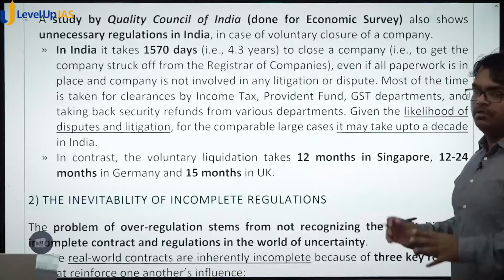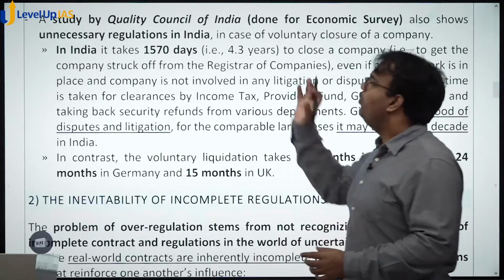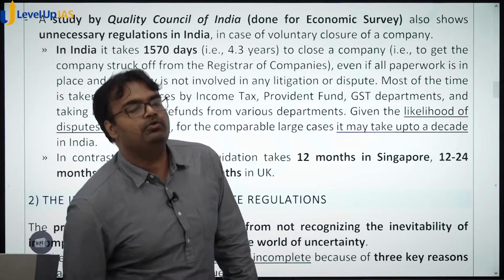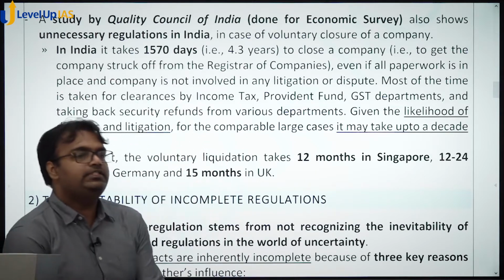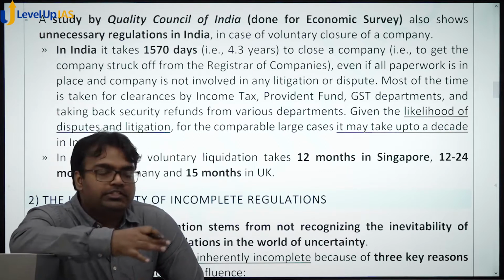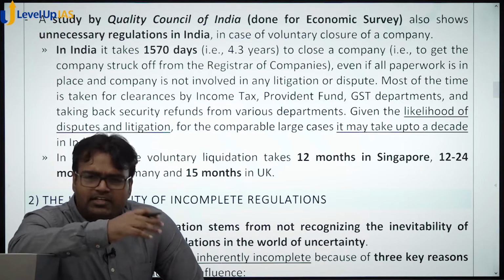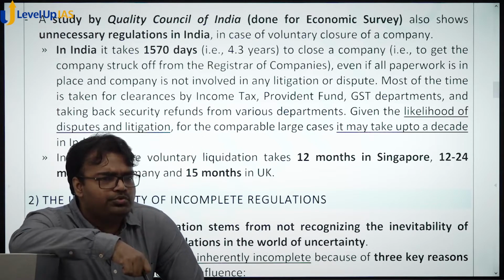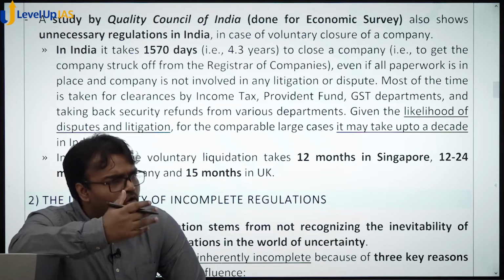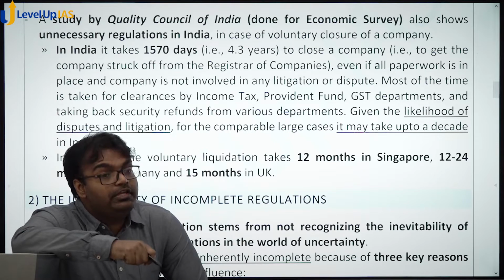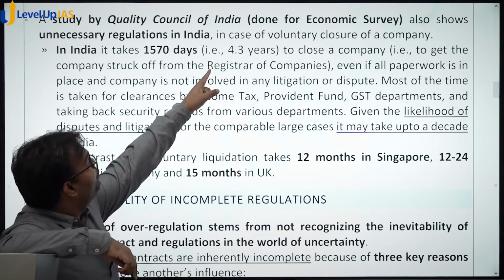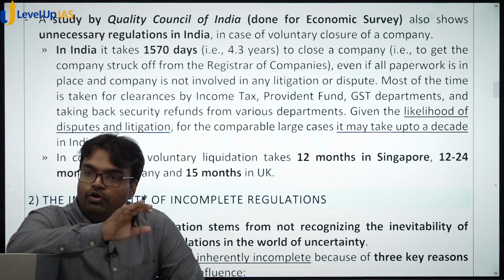In fact, for the Economic Survey of India, the Quality Council of India did a study. For this particular chapter, the Quality Council of India did a study to understand how much time it takes for, let's say, Levelup IAS, this institution, to get closed. Let's say it doesn't remain financially viable and we close this institution. We do not have any litigations against it. We have fulfilled all government requirements. But even then, closing this institution will take roughly 4.5 years, around 4.3 years, 15-70 days on an average.